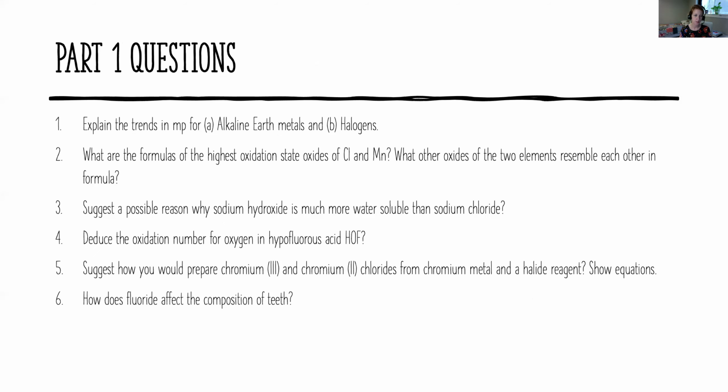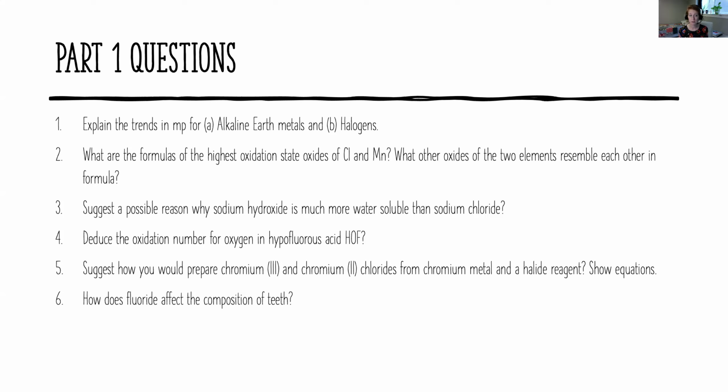Okay, so these are the problems associated with this first section in your homework, or at least there might be some of them. You should be able to explain the trends in melting point for the alkaline earth metals and the halogens. You should be able to determine the formulas of the highest oxidation states of the oxides of chlorine and manganese, and what other oxides of the two elements might resemble each other. You should be able to suggest a possible reason why sodium hydroxide is much more water soluble than sodium chloride. I didn't tell you that answer, but that has something to do with intermolecular forces.